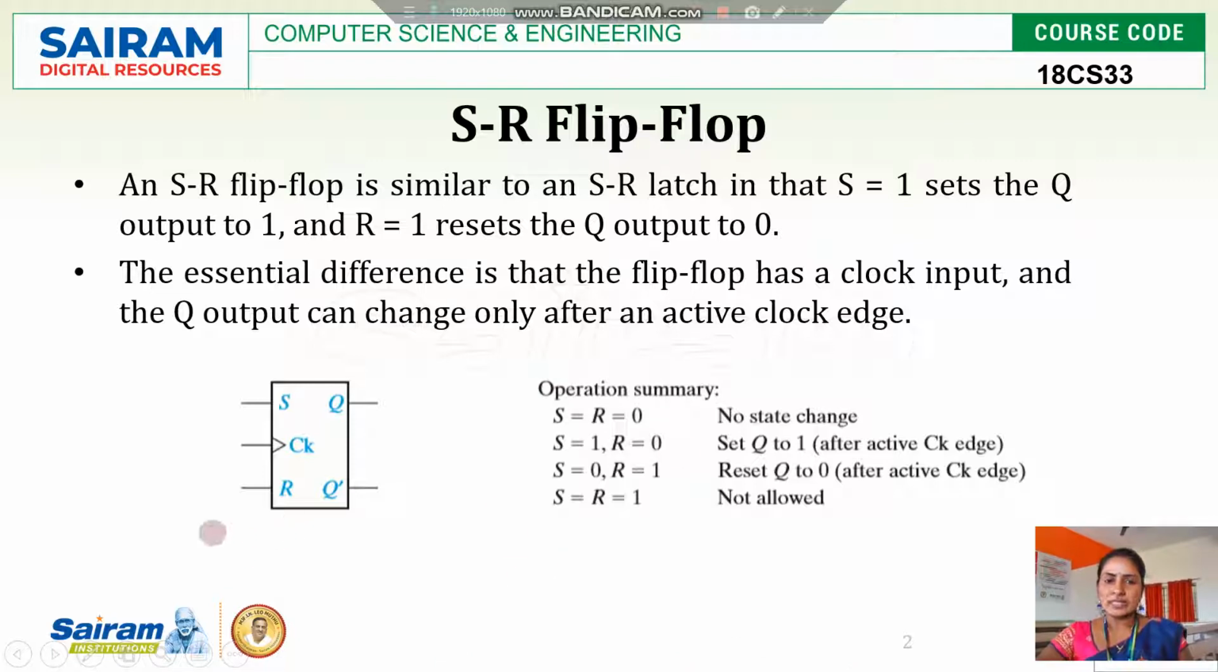Before that we'll see the symbol. There are 3 inputs including clock. In SR latch only S and R will be there, the clock will not be there, but here clock is included, so it is called SR flip-flop. Without clock it is called SR latch. Okay, SR flip-flop with Q and Q bar.